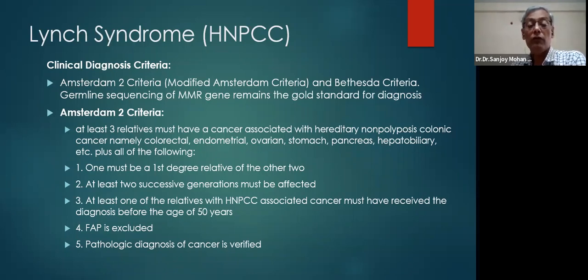At least three relatives must have a hereditary non-polyposis colorectal cancer associated cancer, namely colorectal, endometrial, ovarian, stomach, pancreatic cancer, etc., along with the following. One must be a first degree relative of the other two. At least two successive generations must be affected, and at least one of the relatives with an HNPCC associated cancer must have been diagnosed before the age of 50. FAP must be excluded, and the pathological diagnosis of the cancer is verified.